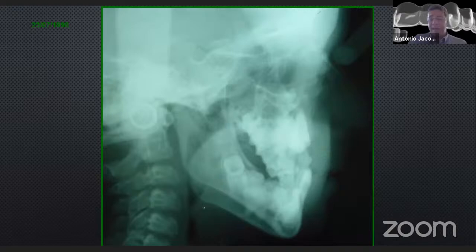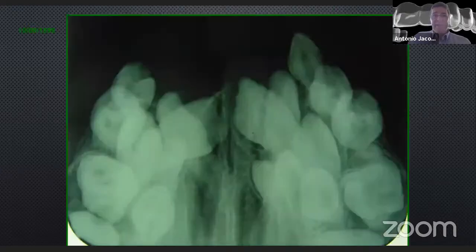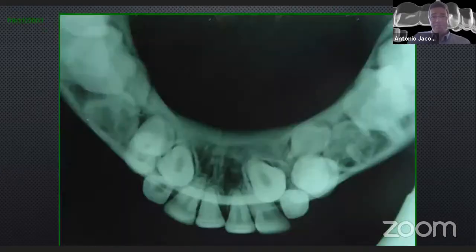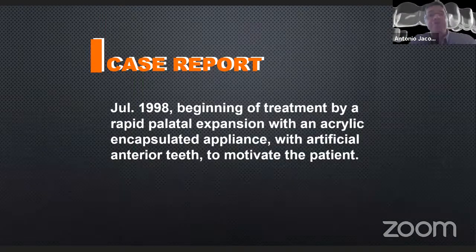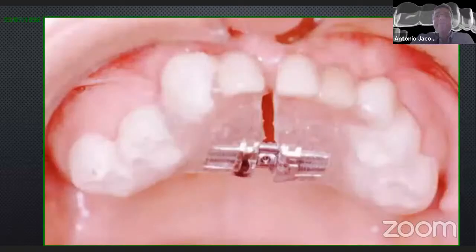This was the profile X-ray, the occlusal X-ray, upper and lower. At this time, we didn't have cone beam CT, so I just used the X-rays to make the diagnosis. And then I began the treatment with a rapid palatal expansion with an acrylic encapsulated appliance with artificial anterior teeth, just to motivate the patient. So I just did this device.